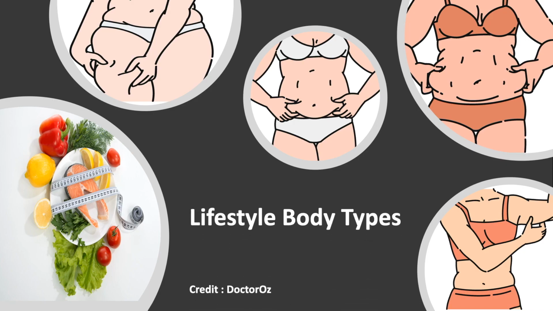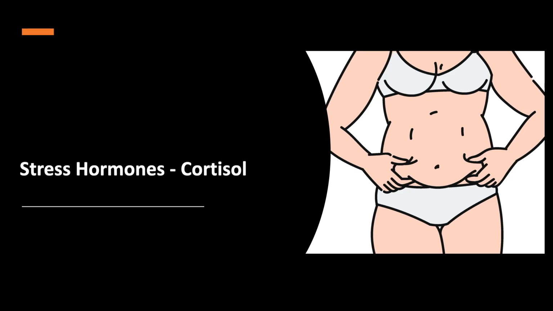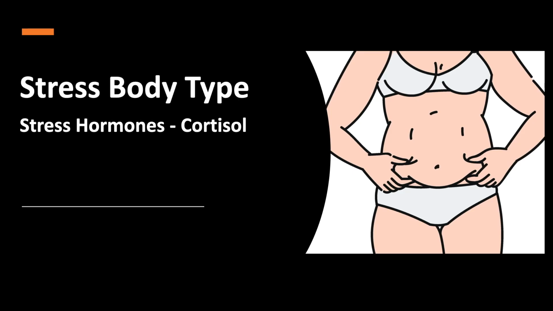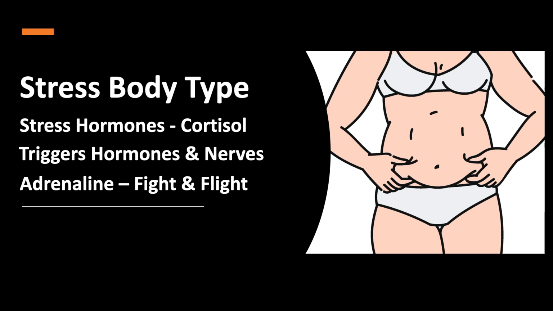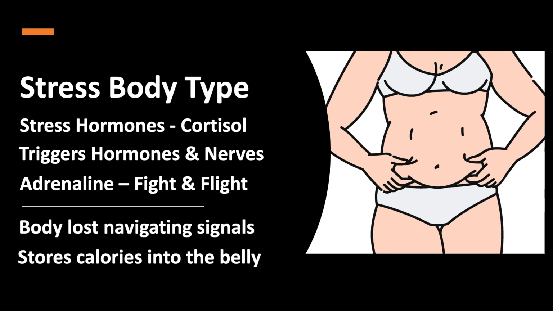Eating for your body types. Basically, for stress types, stress releases a hormone called cortisol. So stress triggers a combination of signals from both hormones and nerves. These signals cause your adrenal glands to release hormones, including adrenaline and cortisol. The result is an increase in heart rate and energy as part of the fight or flight response. The body loses its signals in navigating, so it stores all the calories in your belly area.